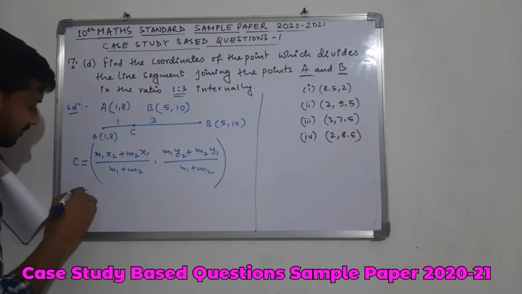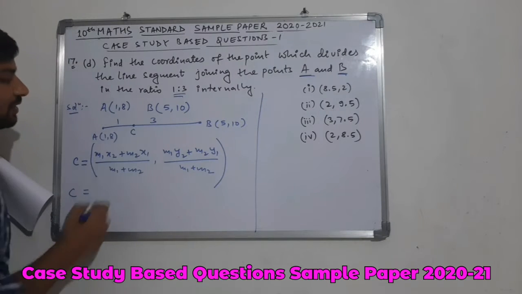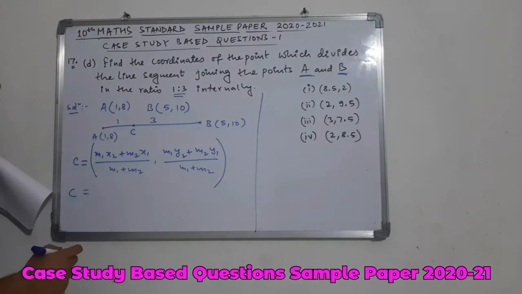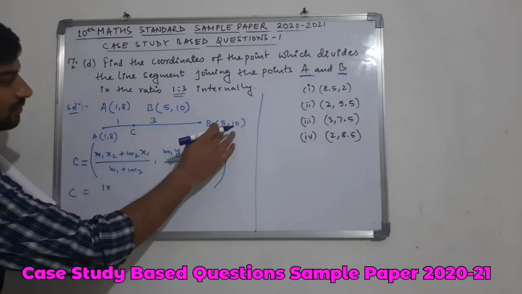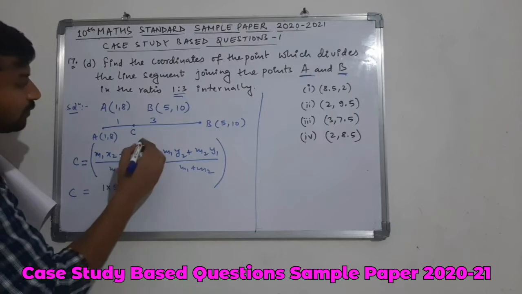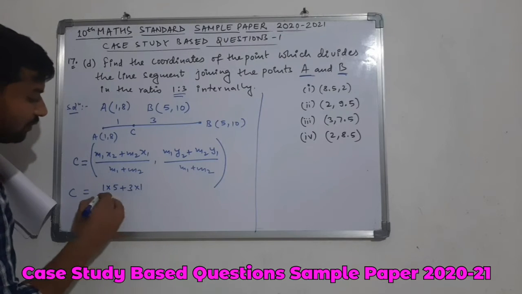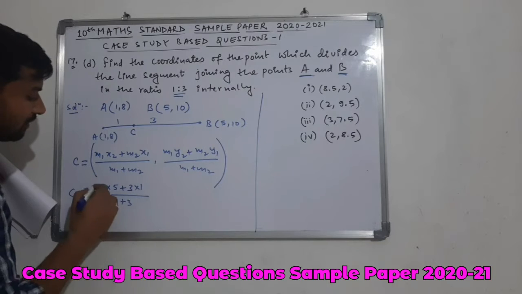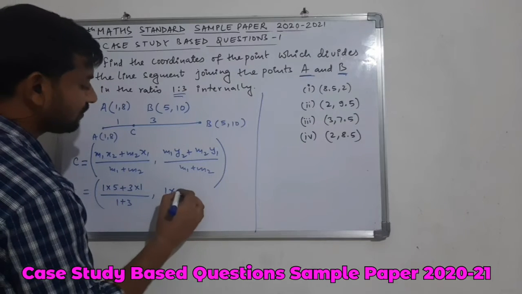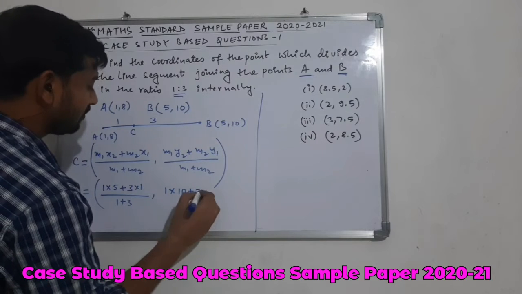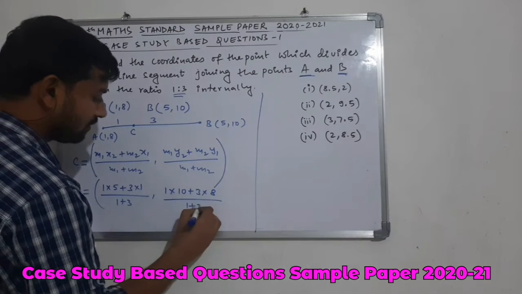Let us substitute the values here. m1, the ratio is 1 and m2 is 3. So 1:3 is there, so m1 is 1 and m2 is 3. So m1 is 1 into x2, which is 5, plus m2 is 3 and the value of x1 is 1, upon 1 plus 3, m1 plus m2, comma, here m1 is 1, y2 is 10 plus 3 into y1, which is 8, upon 1 plus 3.